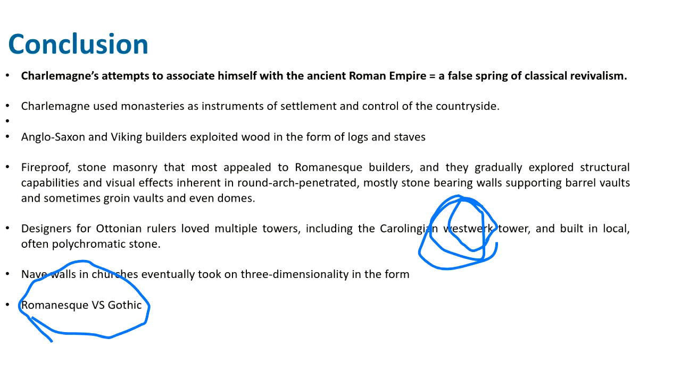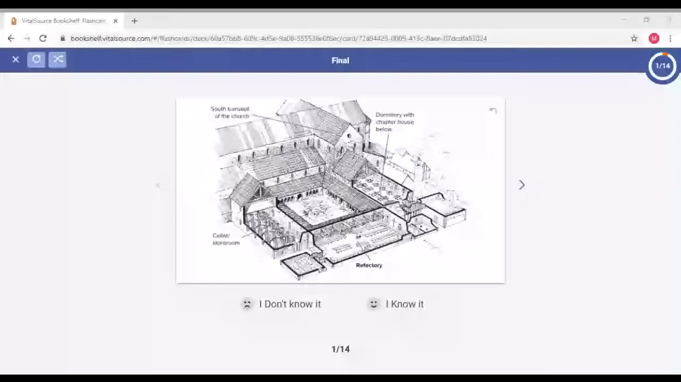So I'm going to end really quickly with the review. I have a review of some of the questions that are most likely going to be on the test. So let's start with that. Let's see if it's sharing. Okay, here we go.